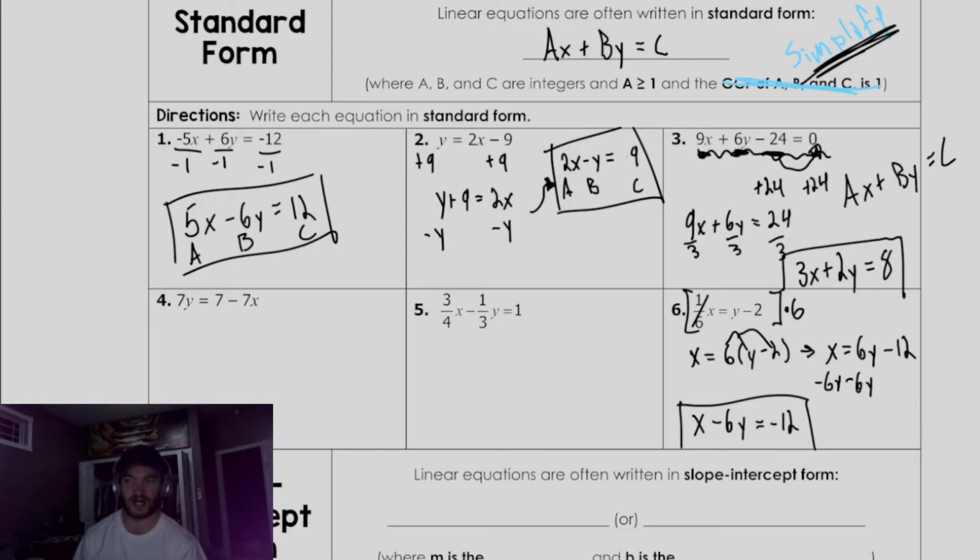That's literally standard form. Shouldn't be too difficult. We can't do anything else here. A is 1. That's good. Negative 6y and then equals 12. It all checks out.